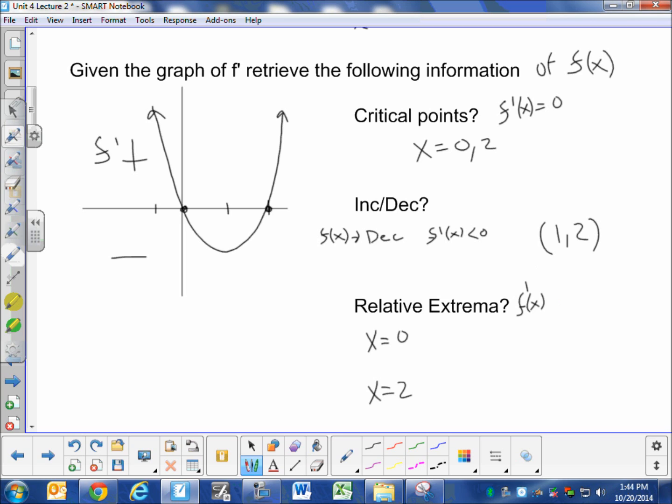So I need to see when f prime changes sign and in a specific way. Well, it changes sign from positive to negative at 0. That means we're going from increasing to decreasing. That is a max. And we're going from negative to positive at 2, which means this is a min.